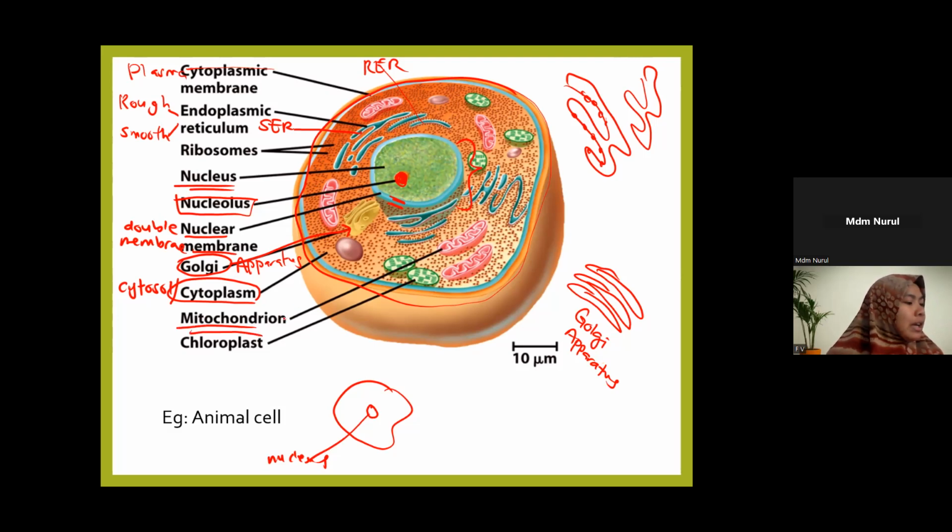mitochondria. Okay. Mitochondria. This one. Okay. Macam mana bentuk mitochondria? Madam buat ringkas. Bentuk dia macam ni. Bulat. Dalam dia ada macam ni. Okay. So this is mitochondria. Ada lipatan-lipatan di dalamnya. So this is mitochondria.